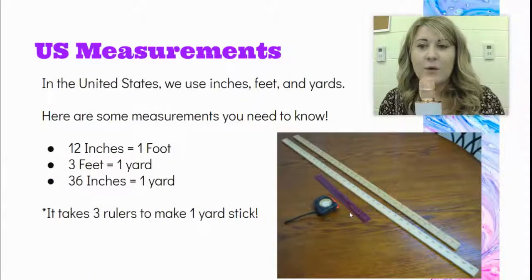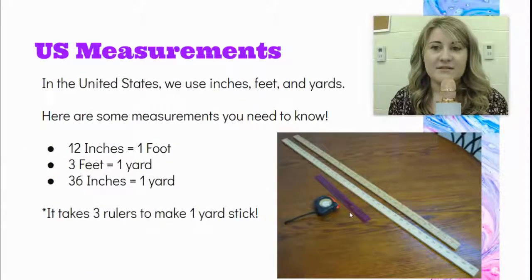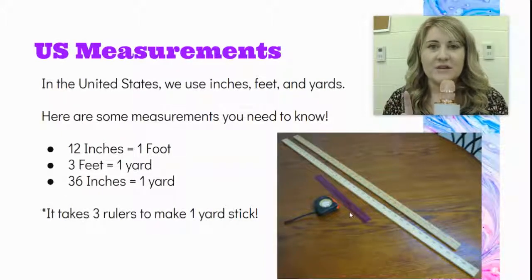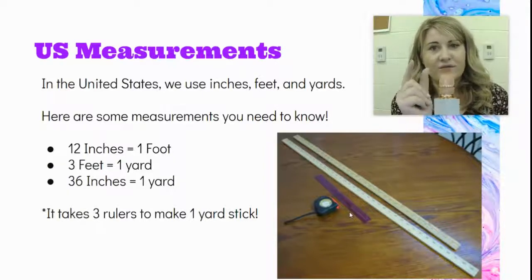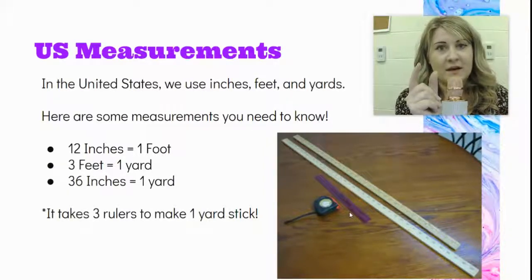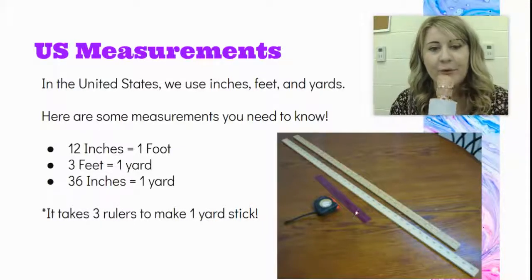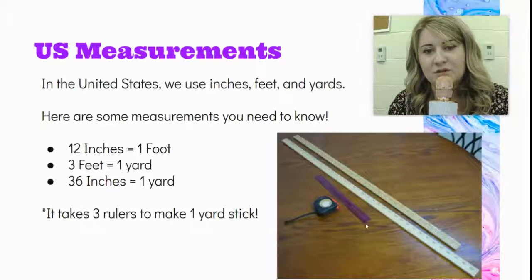Okay? So in the United States, we have certain types of measurements we use. They're called U.S. customary measurements. For length, we use inches, feet, and yards. An inch is the smallest form of measurement we use in the United States. Then we have a foot, which is a ruler. That is this purple one right here.